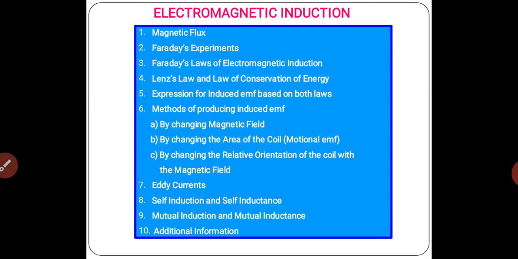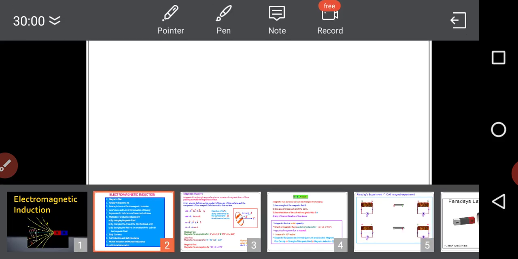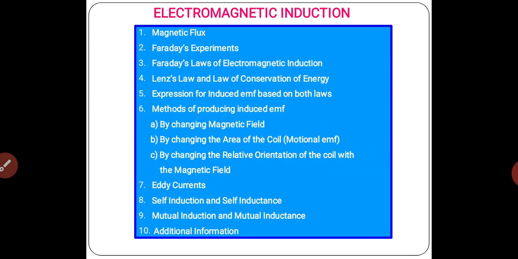Magnetic flux, Faraday's experiments, Faraday's laws of electromagnetic induction, Lenz's law and law of conservation of energy, expression for induced EMF based on both laws, method of producing EMF by changing magnetic field, by changing the area of the coil, by changing the relative orientation of the coil with magnetic field, eddy currents, self-induction and self-inductance, mutual induction and mutual inductance, and additional information.